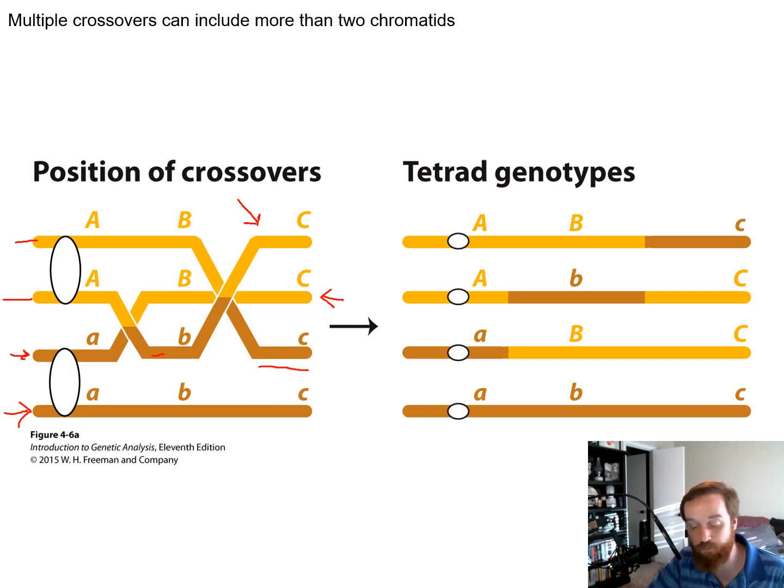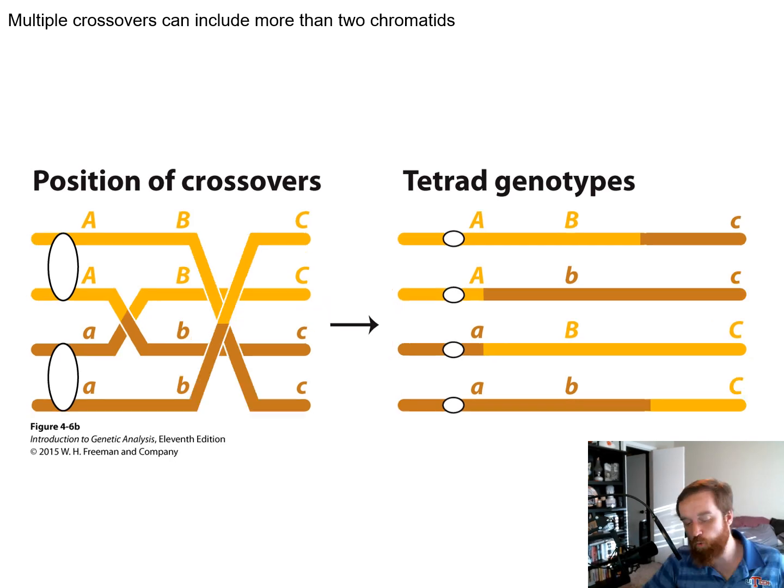So what we end up with, the 4 daughter chromatids of this pairing, we end up with 4 completely different mixtures, 1, 2, 3, 4, of those 4 alleles. We'll get more into these multiple crossover events when we actually do recombination mapping in class.